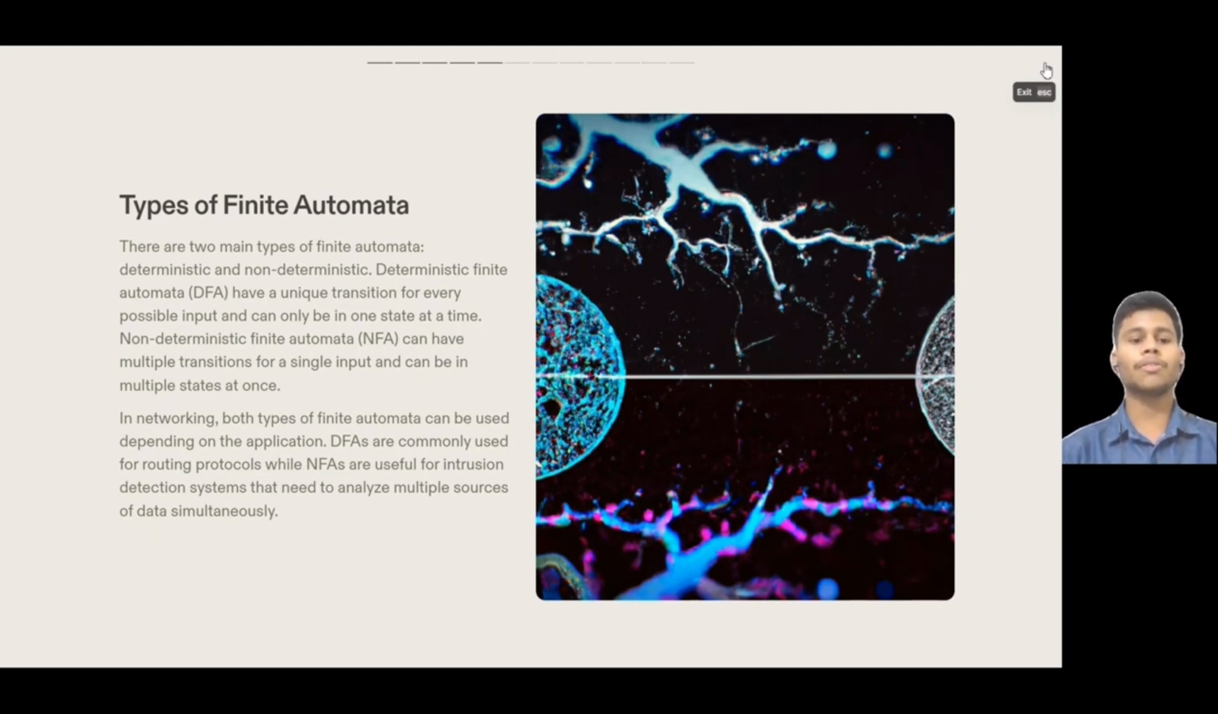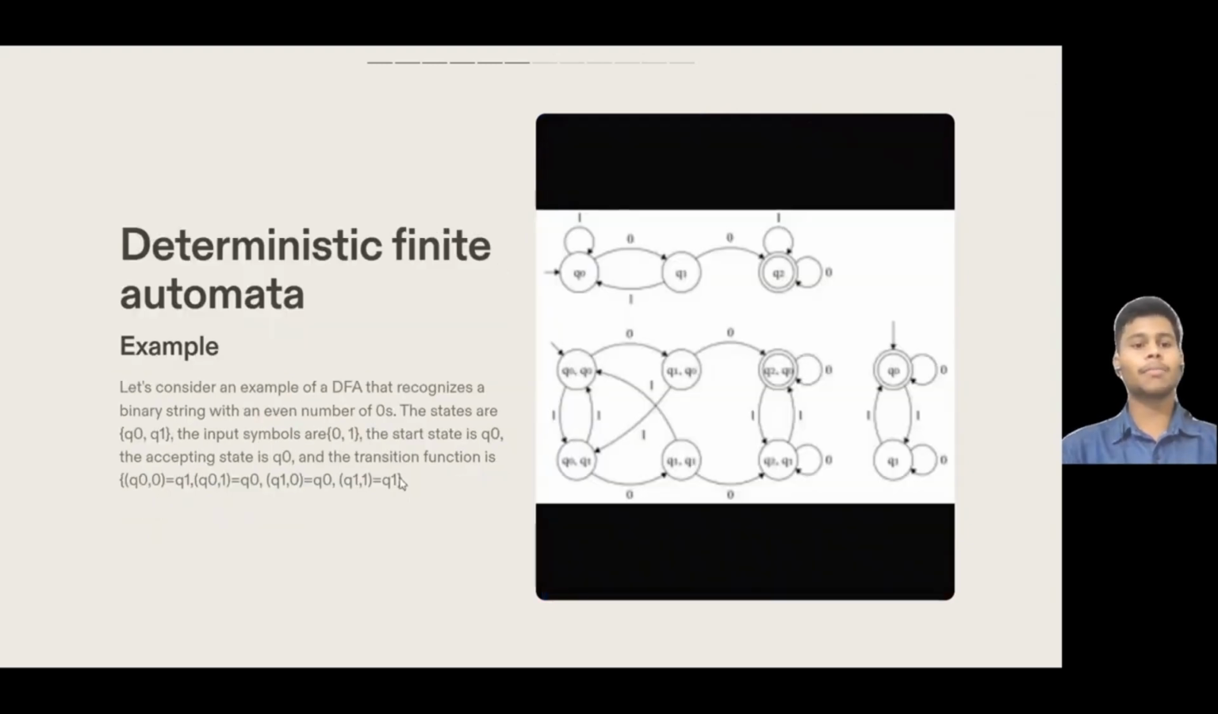DFAs are commonly used for routing protocols, while NFAs are useful for intrusion detection systems that need to analyze multiple sources of data simultaneously. Let's consider an example of a DFA that recognizes a binary string with an even number of zeros. The states are Q0, Q1, the symbols are 0, 1, the start state is Q0, the accepting state is Q0, and the transition function is as follows.